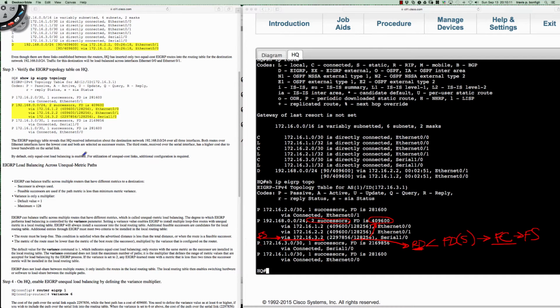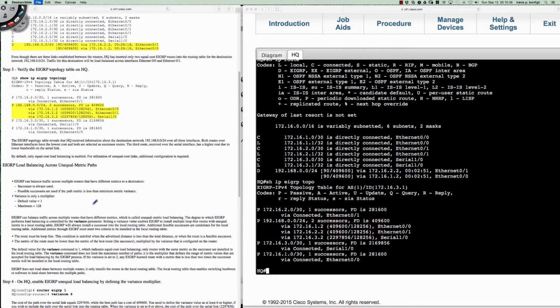So if we come back and take a look here, that should be what it's telling us. And yes, both routes are within it. By default, only equal cost load balancing is enabled. So even though we have this feasible successor here, we're only load balancing across equal cost. So here's the cost right here, 409,600, and it's equal between these two routes.